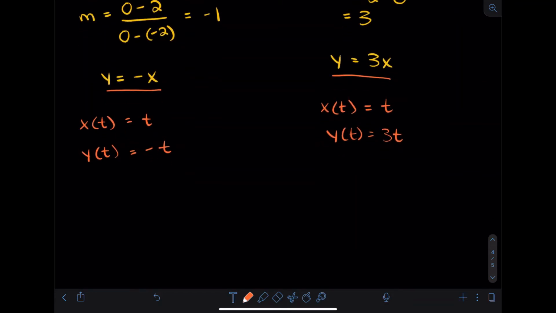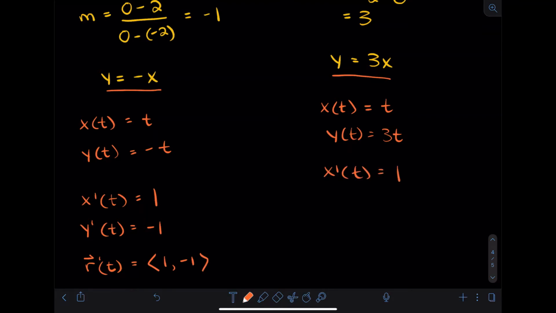Now, remember, we're trying to integrate here with dr, and dr is the derivative of all of these components of the curve C. So I can write it out so it's very clear. X prime of t is going to be 1, y prime of t is going to be -1, and so therefore for the first part here, we have that r prime of t is 1, -1, and here we'll have x prime of t is 1, and y prime of t is going to be 3, and again, we'll have here 1, 3.